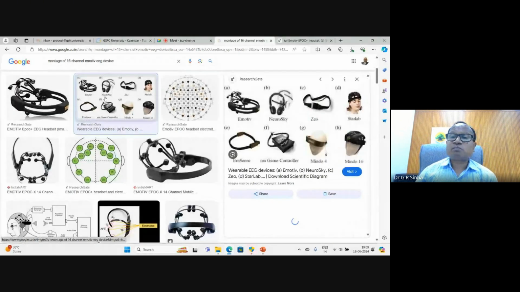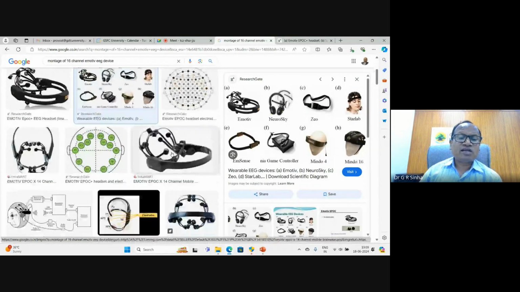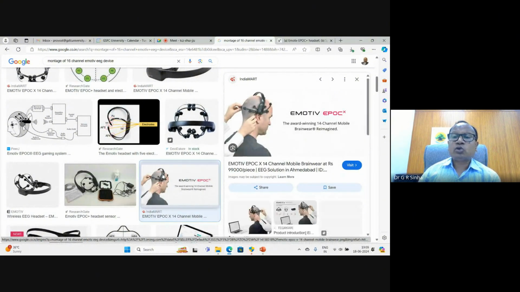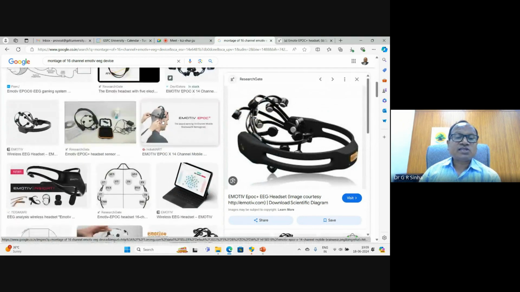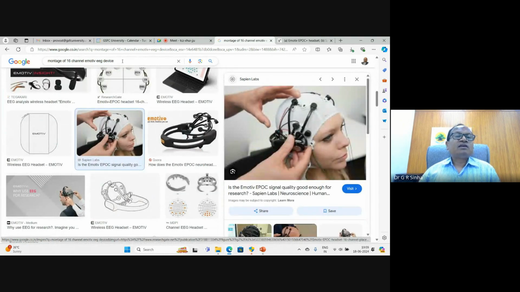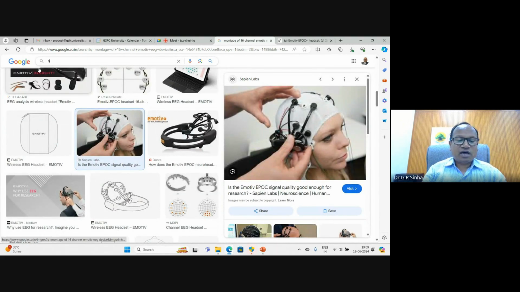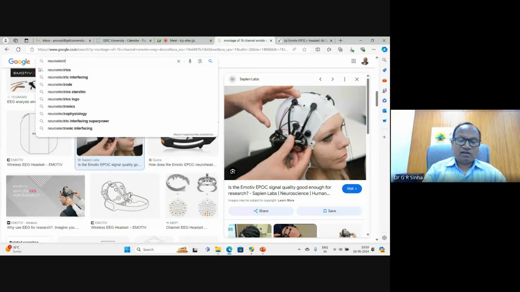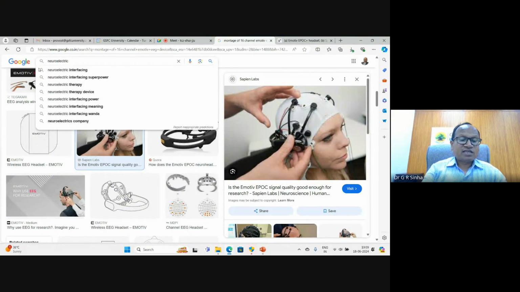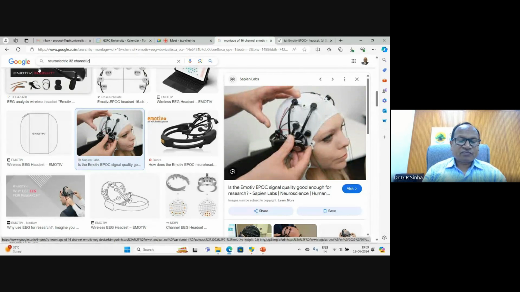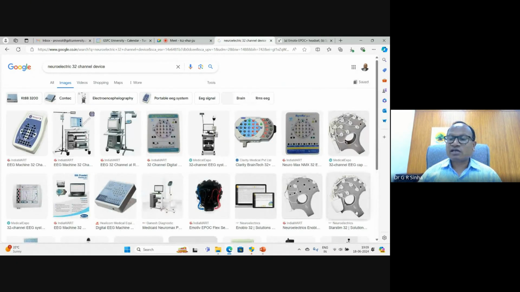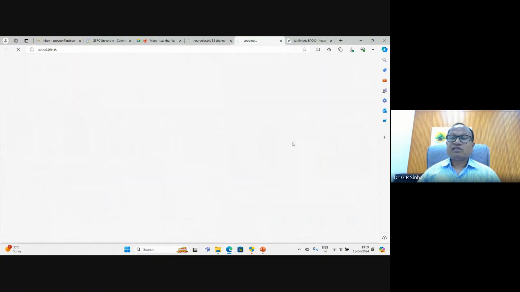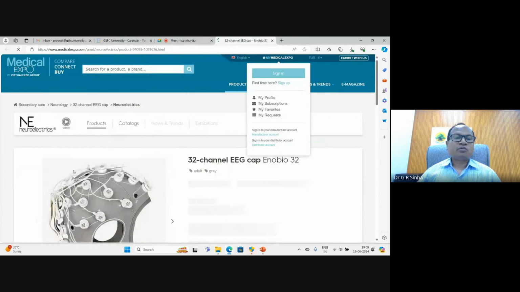So let us not spend much time. I just wanted to explain that there are different devices available. Like what device we are using, I will show it. Neuroelectric, a 32 channel device, we are using this one. This is exactly the neuroelectric.